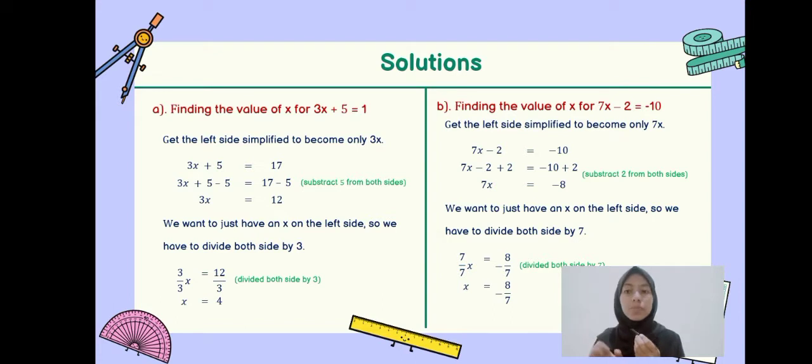So negative 2 plus 2 is equal to 0. So 7x minus 0 is still 7x. And then negative 10 plus 2 is equal to negative 8. And then again, we have to find the value of x. Since we have 7x equals negative 8, we have to divide both sides by 7 so that we only have x. Because 7 divided by 7 is 1 and 1 times x is still x. And negative 8 divided by 7 is negative 8 over 7.